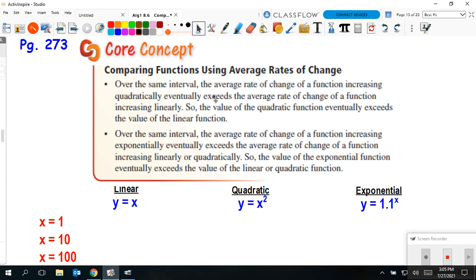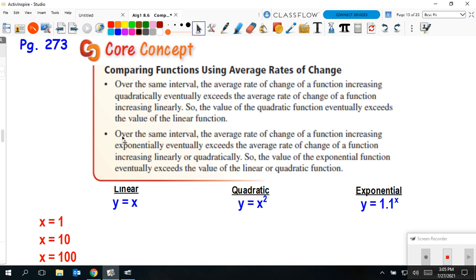Over the same interval, the average rate of change of a function increasing quadratically eventually exceeds the average rate of change of a function increasing linearly. So basically, the quadratic is eventually going to overtake the growth of a linear. So the value of a quadratic function eventually exceeds the value of a linear function. Okay, so that we should understand. The quadratic eventually is going to grow faster over time than a linear function will. Linear is going to grow slower.